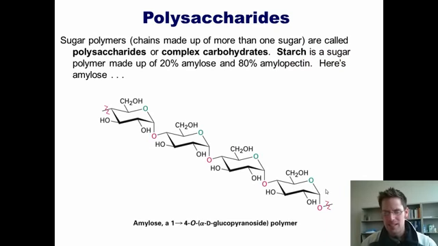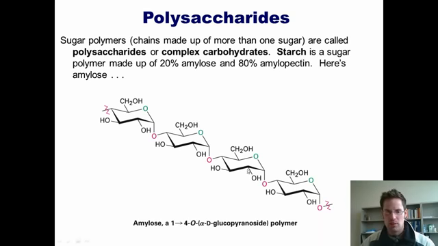Now, there are several polysaccharides that are extremely important and essential to life on our planet. One of these is starch, which is technically a mixture of two different polysaccharides, amylose and amylopectin. So starch, once again, is a sugar mixture that's made up of 20% amylose and 80% amylopectin. While I don't require you to know the structures of amylose and amylopectin for memory, I do want to show them to you so that you can say that you've seen them.